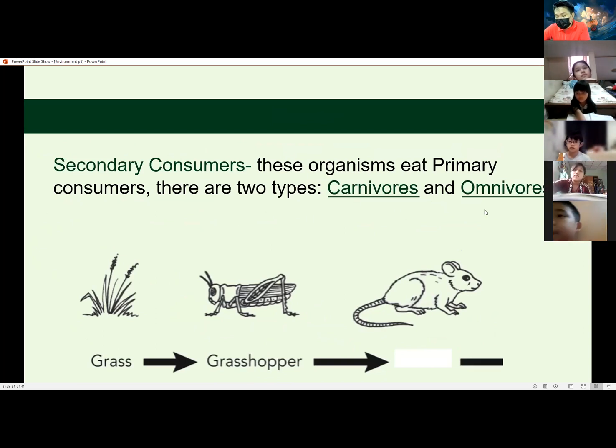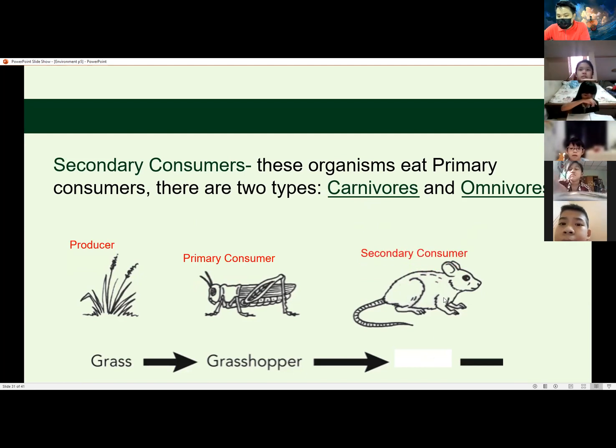There are 2 types of secondary consumer. It can be carnivores or omnivores. Just like this rat, it can eat the producer, the grass, or it can eat the consumer, the grasshopper.